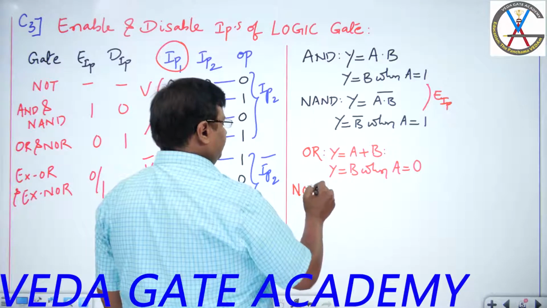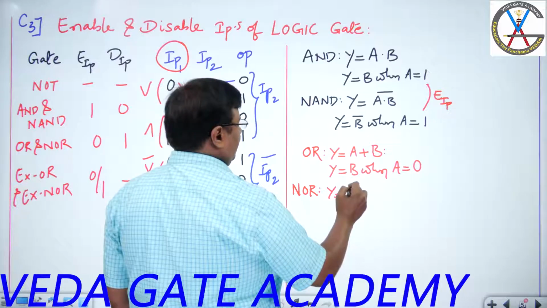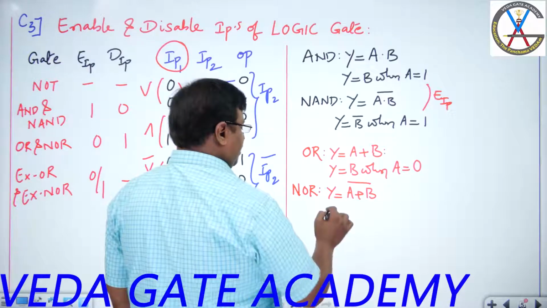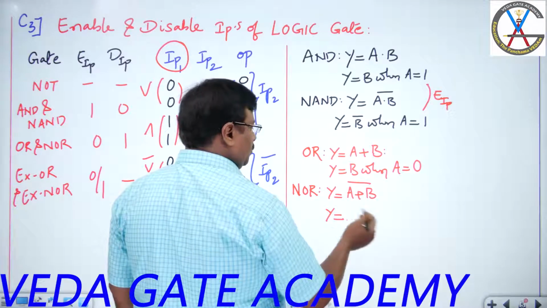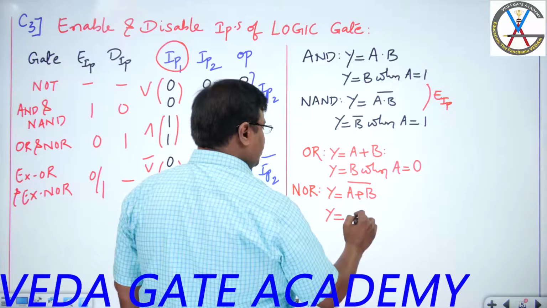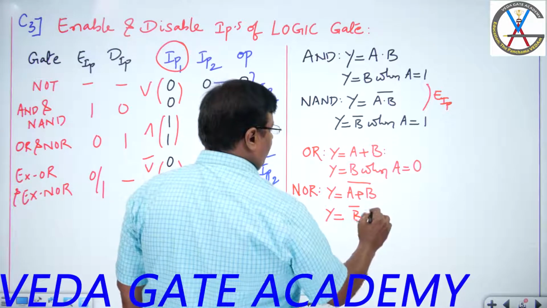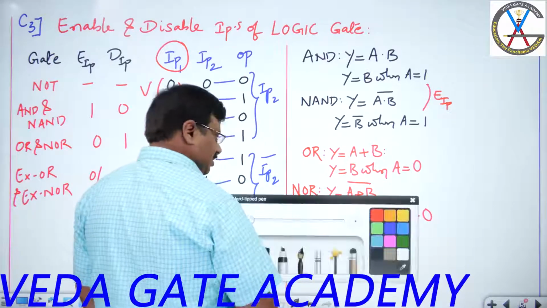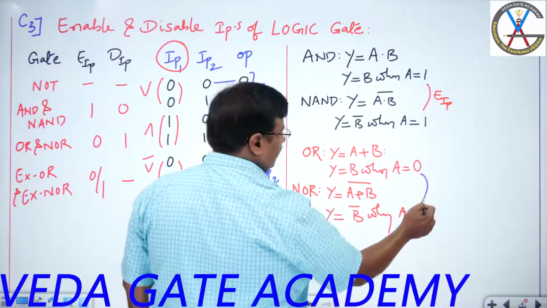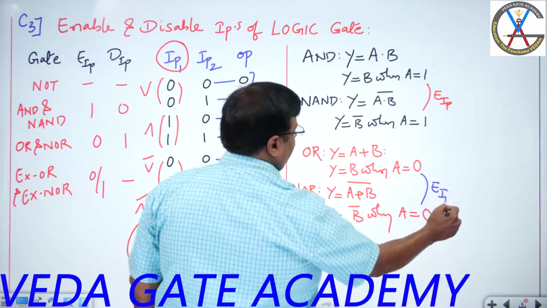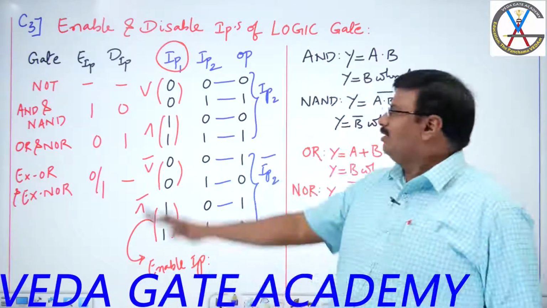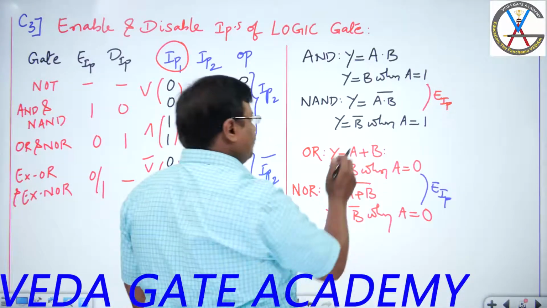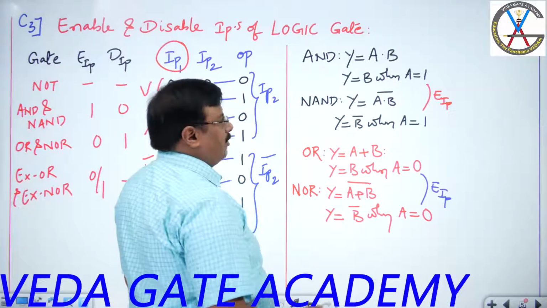Similarly, NOR. Can I say Y is equal to A plus B, whole bar? NOR expression. Can I say Y is equal to B bar when A is equal to 0? Yes. In both these cases, 0 is enable input. Observe in the case of OR and NOR, OR 0, NOR also 0. So if it is 0, then the second input is passing, B as it is B or B bar as it is B bar.